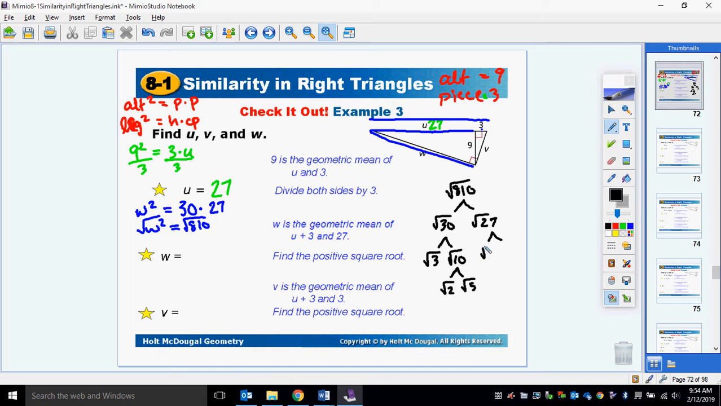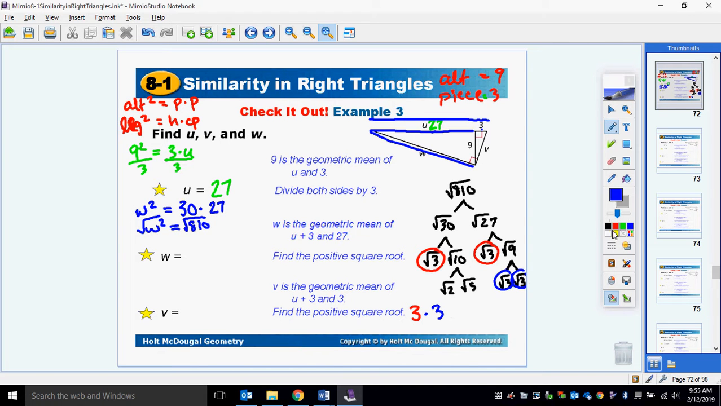27, 3 and 9, and 9 can be broken up into 3 and 3. So then find your pairs at the bottom of your tree. Oops, that's not a 3. And write down that pair. There's another pair over here, 3 and 3, so write down that 3.